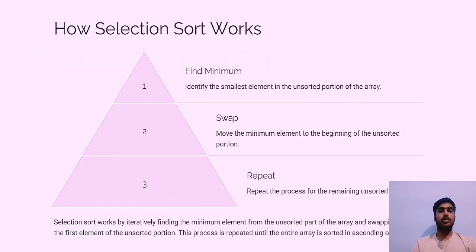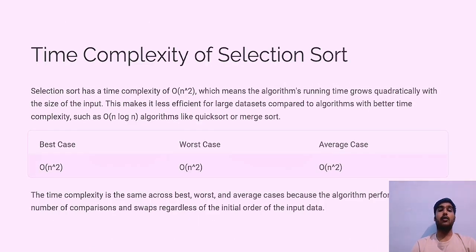Let's come to the time complexity of selection sort. Selection sort has a time complexity of O(n²), which means the algorithm's running time grows quadratically with the size of the input. This makes it less efficient for large data sets compared to algorithms with better time complexity, such as O(n log n) algorithms like quicksort or merge sort.